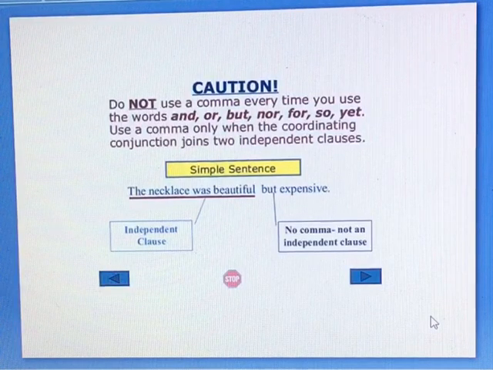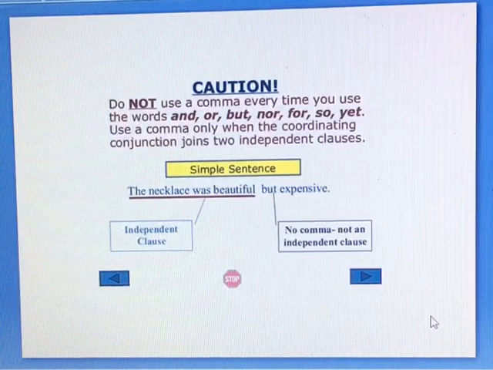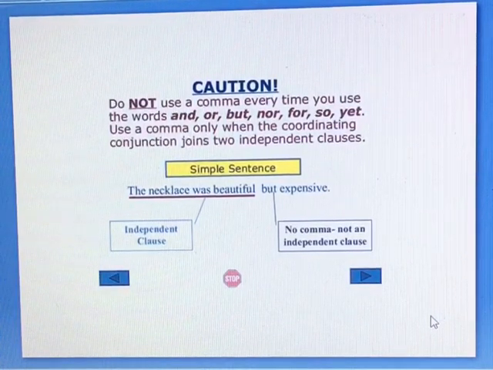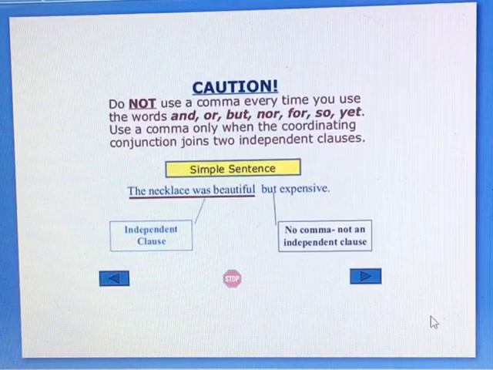For example, if you have a sentence like this, the necklace was beautiful but expensive. But here is not joining two sentences, two independent clauses. The necklace was beautiful is the independent clause, the simple sentence, and expensive is not a sentence, so we don't put a comma before but.